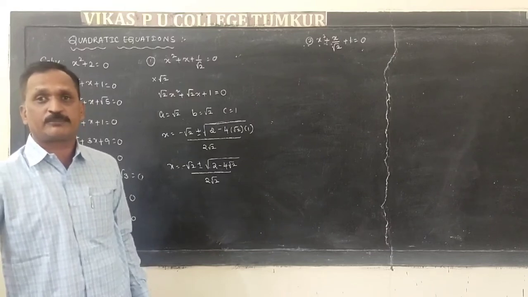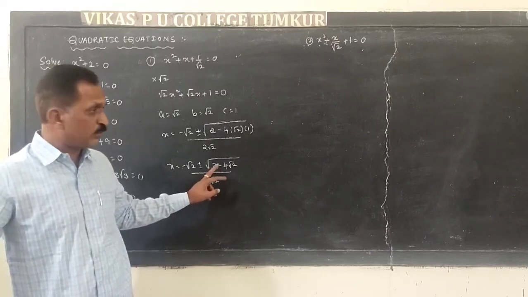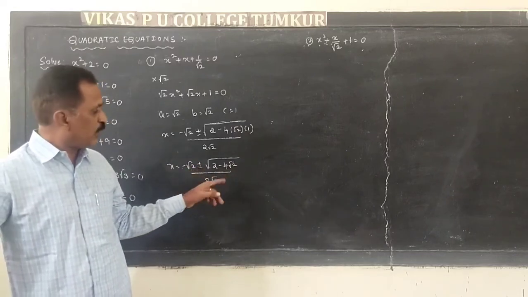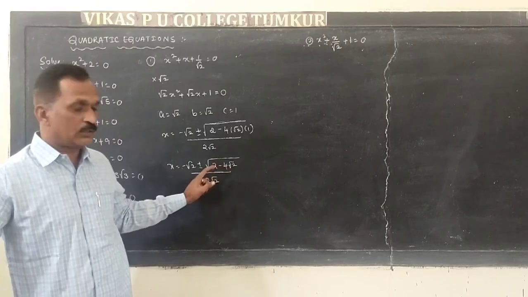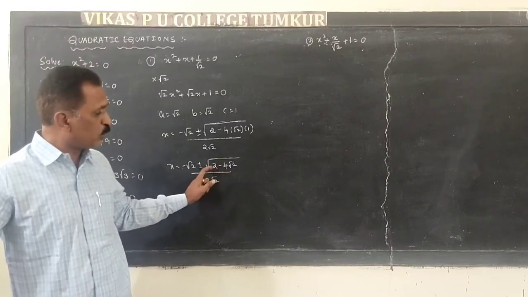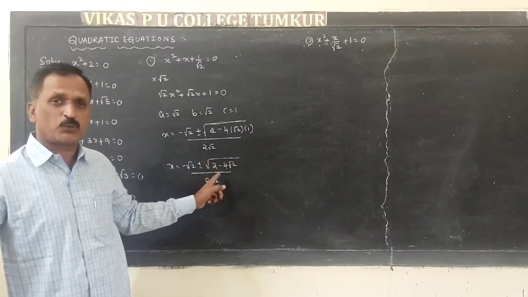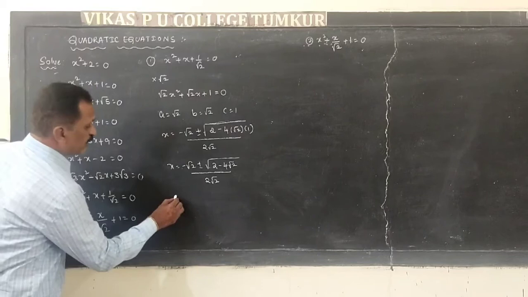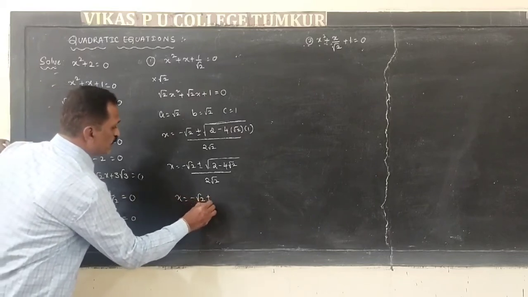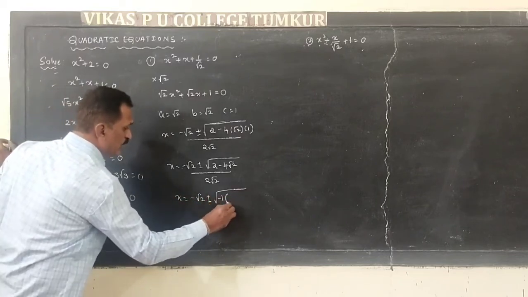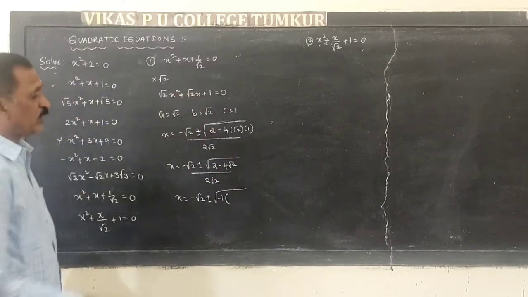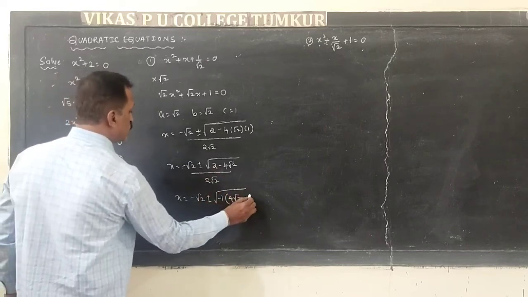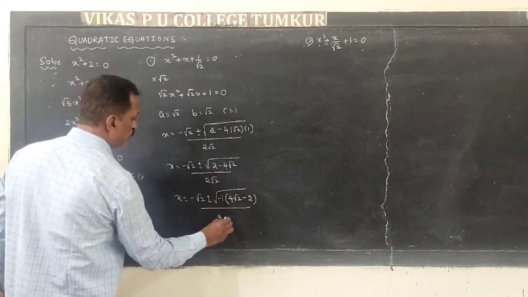Why is it negative? 2 is a number, and 4 into root 2, which is nearly 1.4, multiplied gives about 5.6, so the second part is always greater than 2. So 2 minus 4 root 2 is always a negative value, right? So what I do is minus root 2 plus or minus root of minus 1, take it common. First I give the positive value 4 root 2 minus 2, divided by 2 root 2.